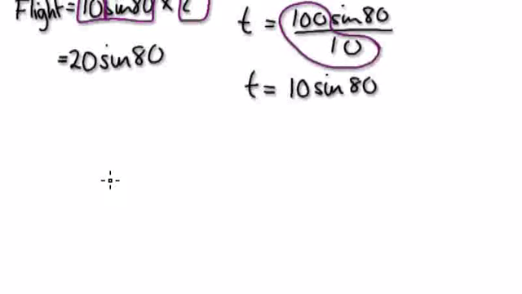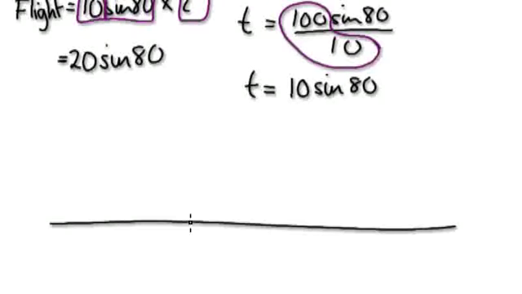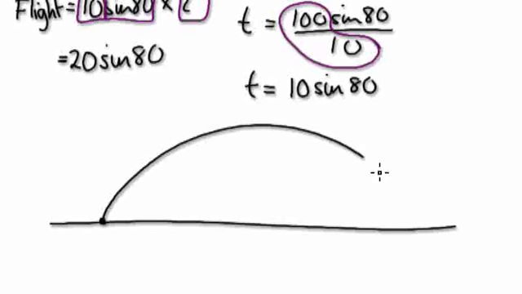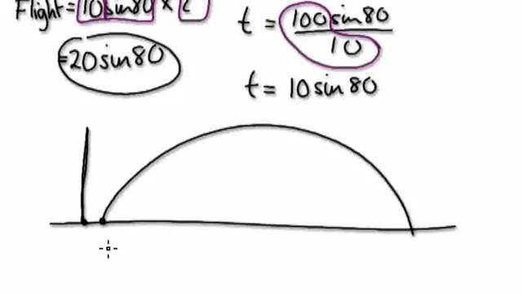Now imagine, hang on, we are firing the cannonball like this. The time it takes to do this, maximum height, free fall back down, is given by the total flight time.